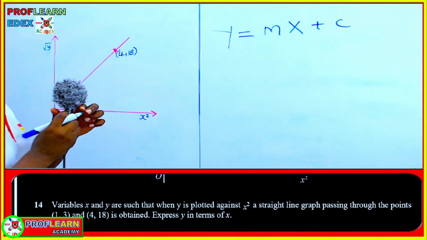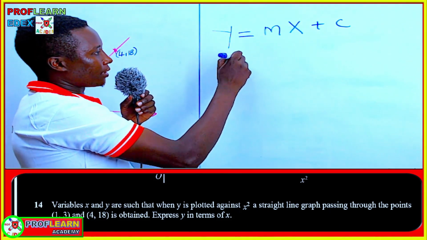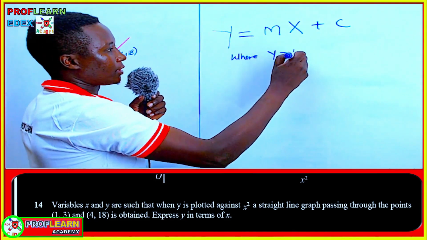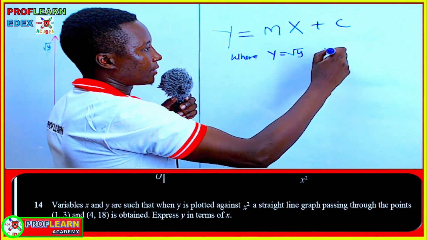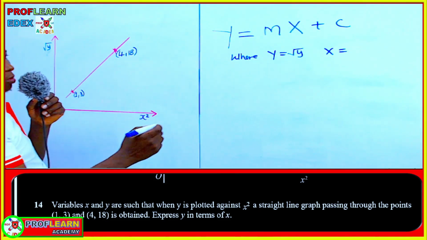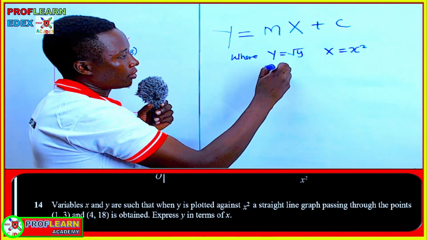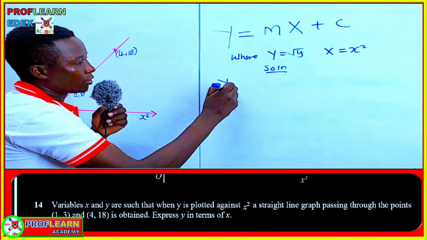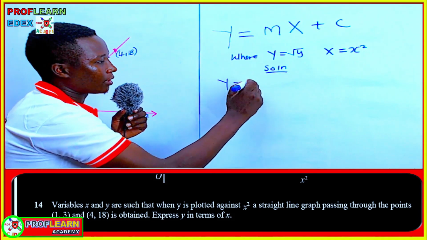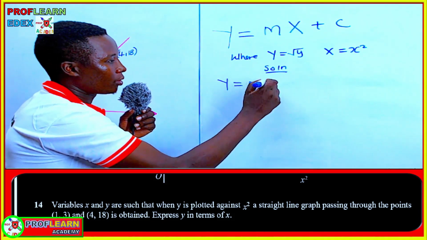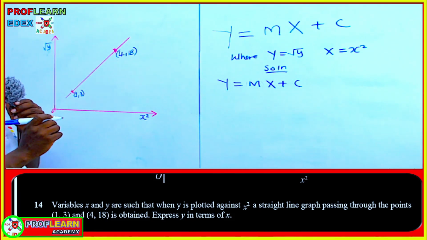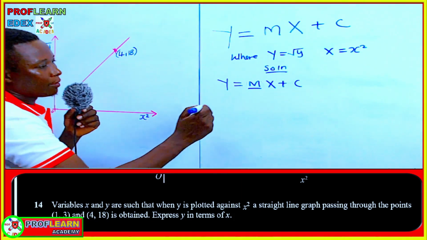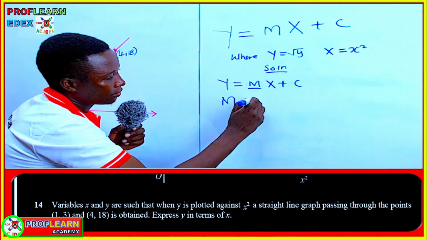So according to this equation, y is representing root y, and x is representing x squared. Now, in the process of finding the solution to this question, we are going to focus first on the equation of the straight line that we've written, y equals mx plus c. On that regard, we are going to find the gradient of this line, and we know that m represents gradient.